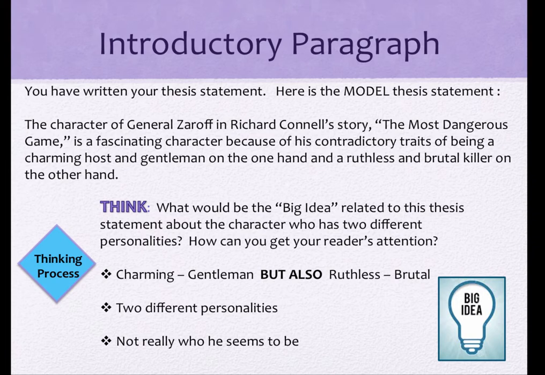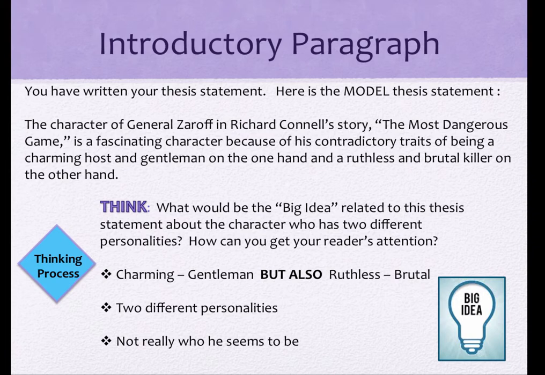We're going to talk about the thinking process. How do we get from a thesis statement and build up the funnel to the general idea? You've got the bottom part already. You've written your thesis statement. So let's look at the example here and work with it. Think, what would be that big idea, that general statement related to this thesis statement about a character who has 2 different personalities? And how could you get your reader's attention? Here's this character. He's charming and a gentleman, but he's also ruthless and brutal. He has 2 different personalities. He's not who he really seems to be.